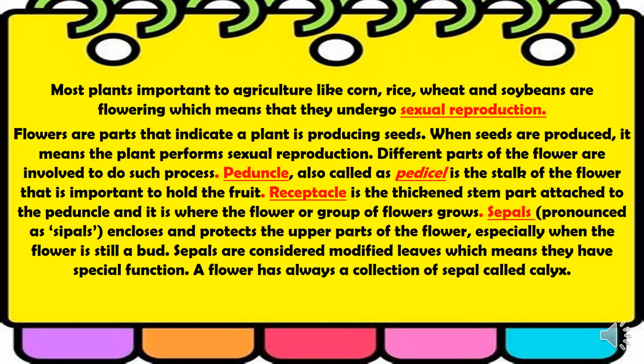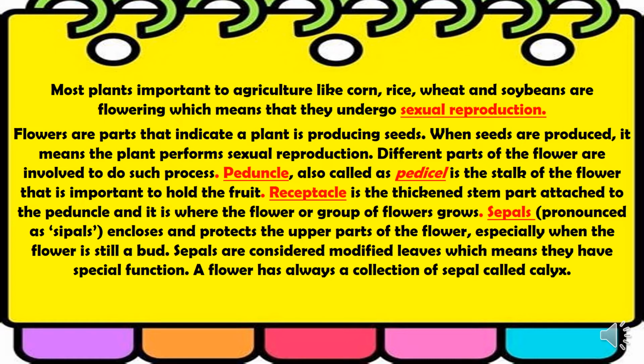Okay, very good. So most plants important to agriculture like corn, rice, wheat, and soybeans are flowering, which means that they undergo sexual reproduction. Flowers are parts that indicate a plant is producing seeds. When seeds are produced, it means that plant performs sexual reproduction. Different parts of the flowers are involved in such process.